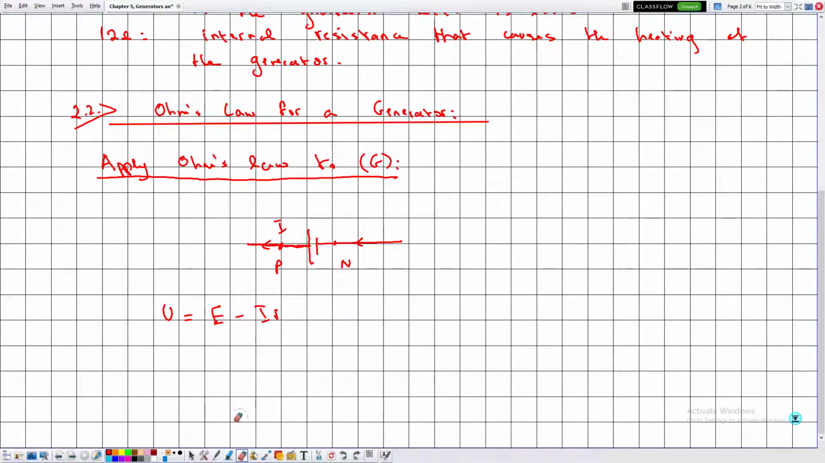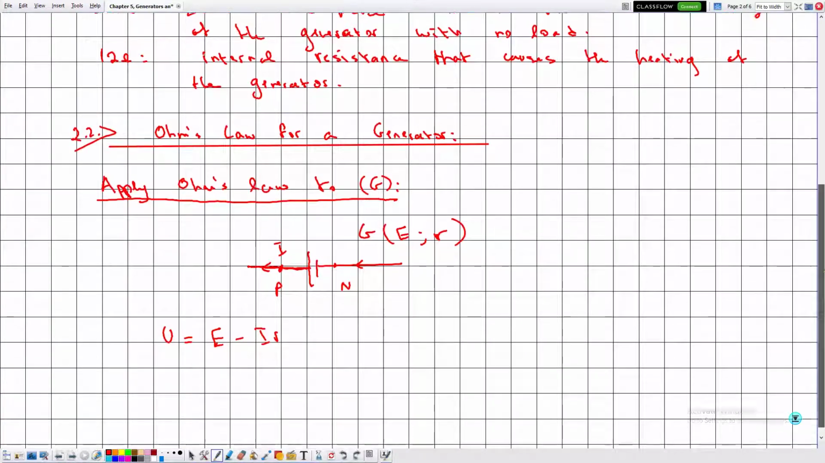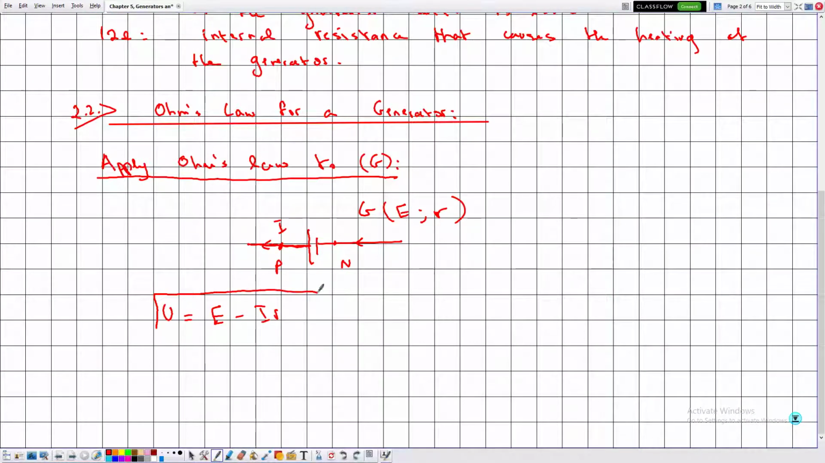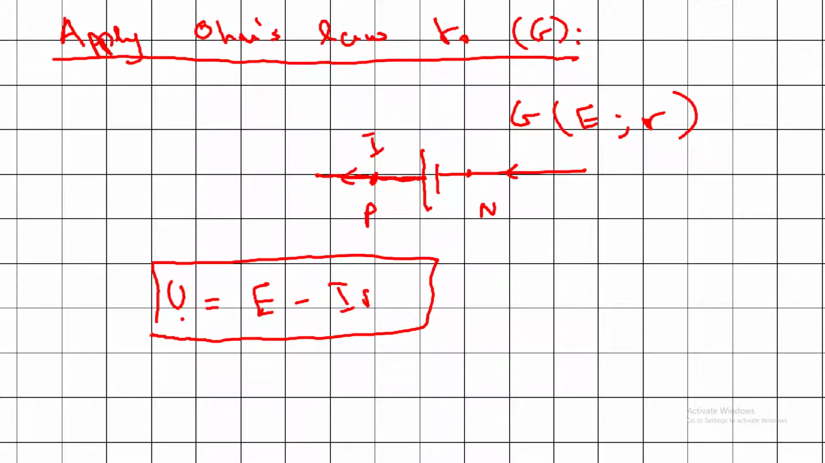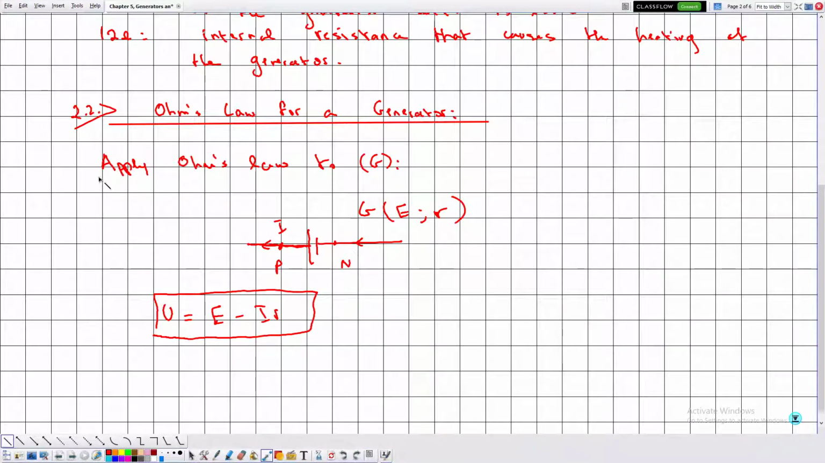So here let me write it in the following way, that G is given by E and R. In this case E is the electromotive force, given by 24 volts, and R is the internal resistance, given by 12 ohms in this example that we are considering. So this is Ohm's law for the generator. Now notice that here I didn't label the points. Before I label the points, let me discuss what each quantity represents and what the type of this equation is.